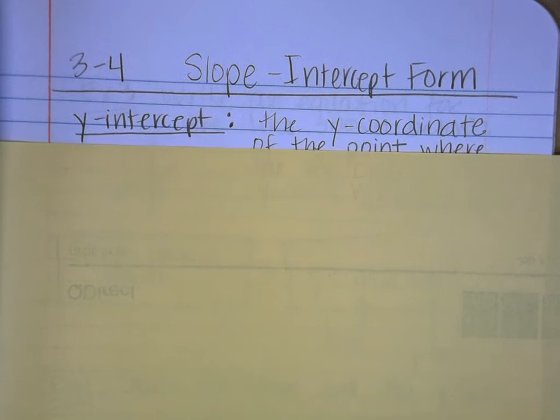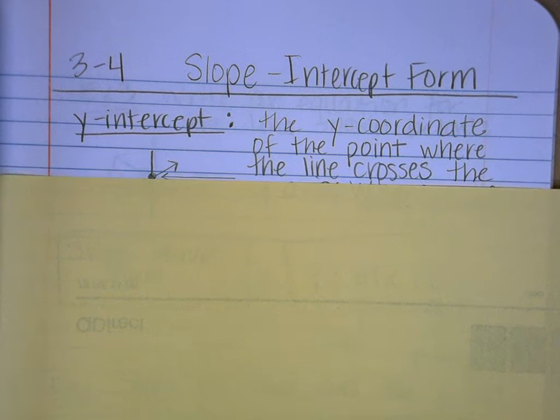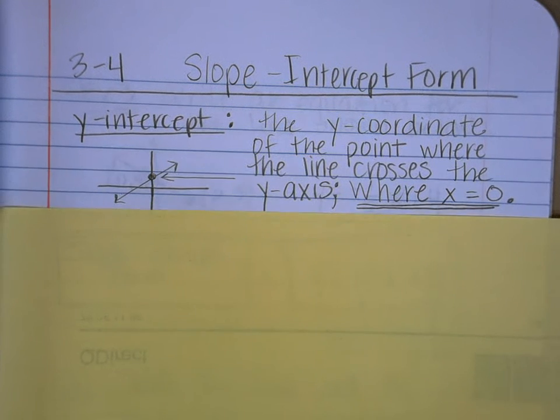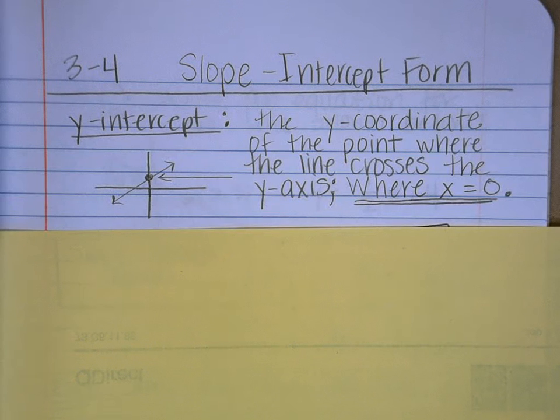The y-intercept is the y-coordinate of the point where the line crosses the y-axis, not the x-axis. It's where x equals 0. Let you get that information down. It's called the y-intercept, and it's where the line crosses the y-axis, the vertical axis.